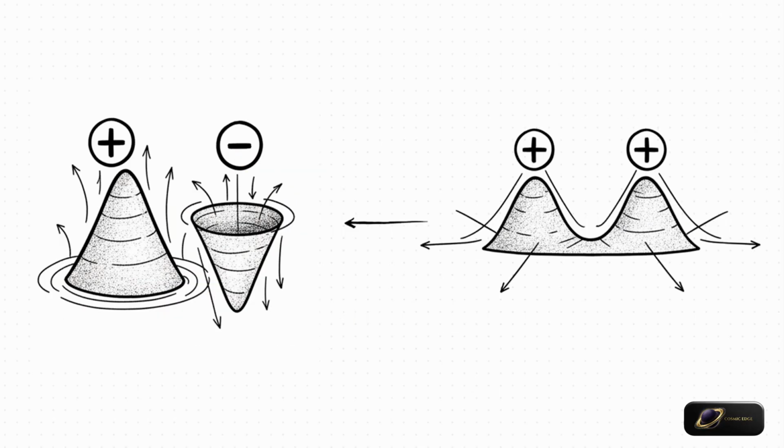But what happens when we start adding more charges? Well, this is where the landscape gets really interesting, really complex and beautiful. You put a positive and a negative charge near each other. That's called a dipole.